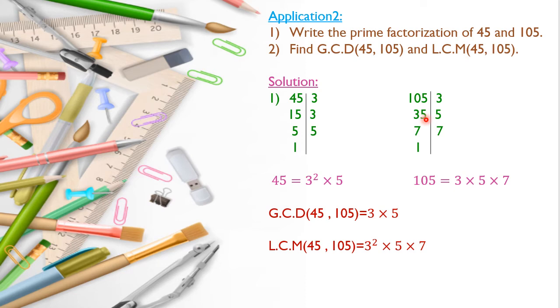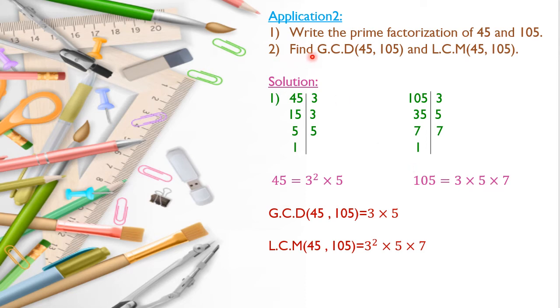35 تنقسمش على 2 لأنه منتهية ب 5. وبتنقسمش على 3 لأنه جمع digits لها 3 plus 5 it's 8. Can't be divided by 3. So 35 نقسمها على 5 تطلع 7، وال 7 هو برايم دغري بقسمه على حاله. So 7 divided by 7 it's 1. Then ال 105 sorry صارت 3 times 5 times 7. So ال 105 it's equal to 3 times 5 times 7.